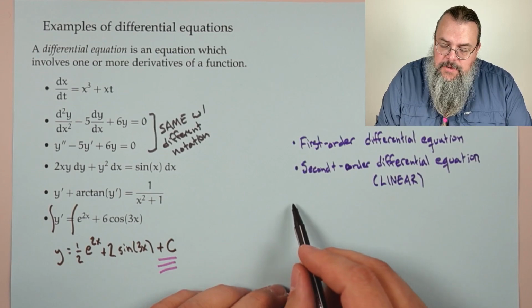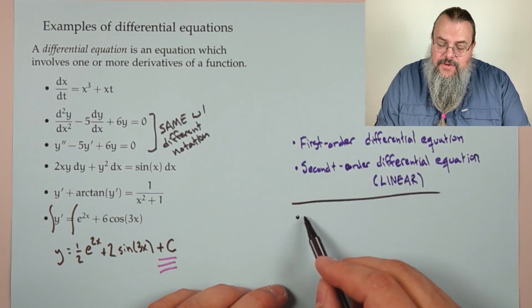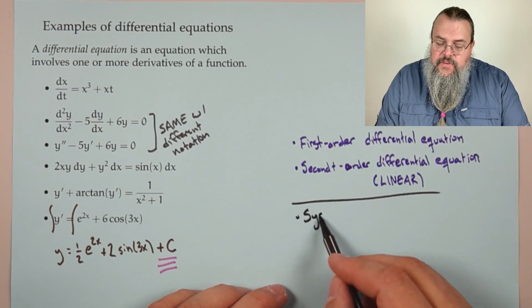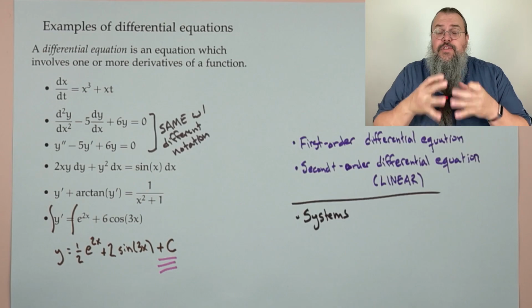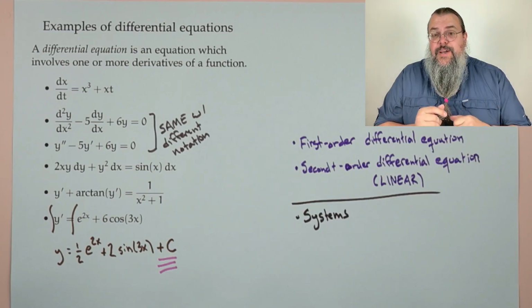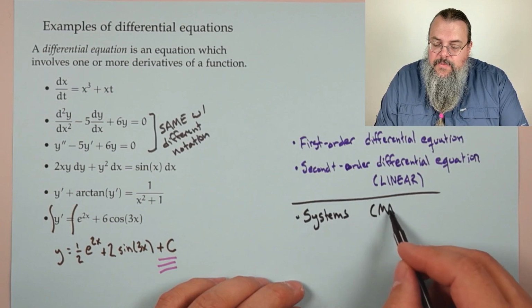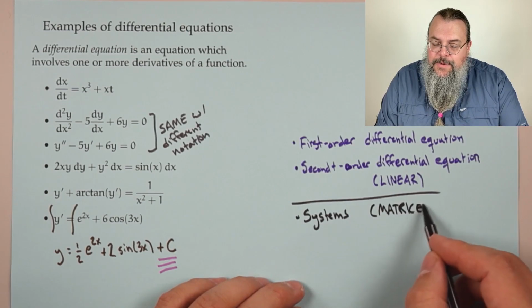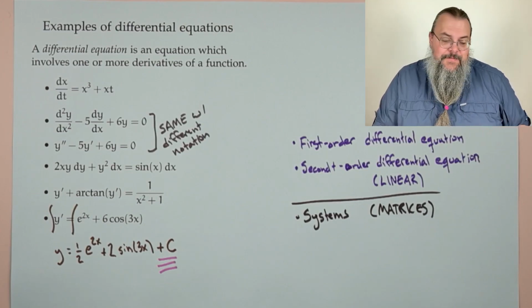Well, then we're going to transition to the second part of the course. The second part of the course is when we have what we call systems. And that means that there are multiple things changing at the same time. And for this, we're going to hang out and spend some time working with matrices. And so that'll be a lot of fun. Because who doesn't like a good matrix?